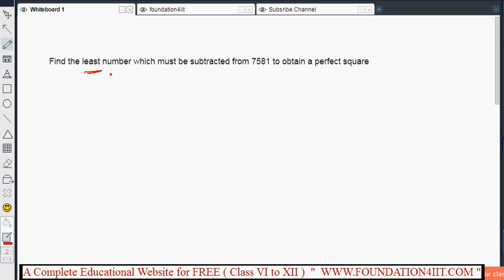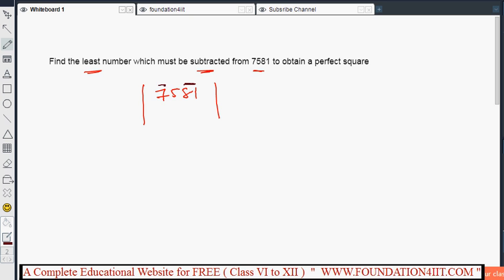Find the least number. The important thing is the least number. It must be subtracted from 7,581. So 7,581 is not a perfect square up to now, but if you subtract something from this, it will become a perfect square. So what we need to subtract, that we have to find out. It is just the normal division method only. We'll start the sum with 7,581, and then we can see what we need to subtract.